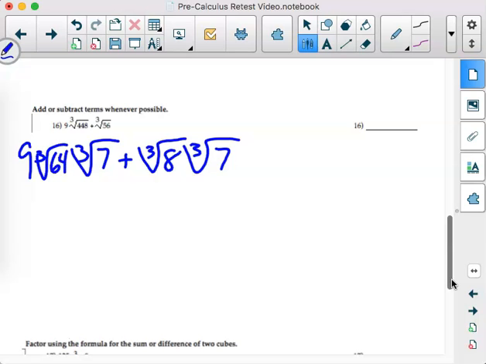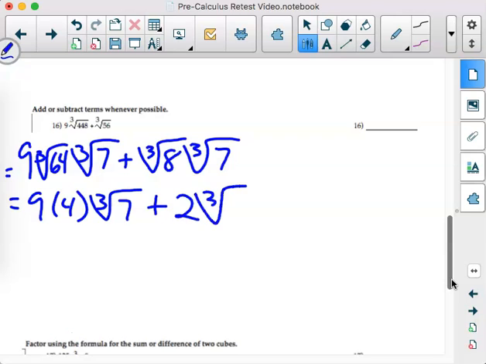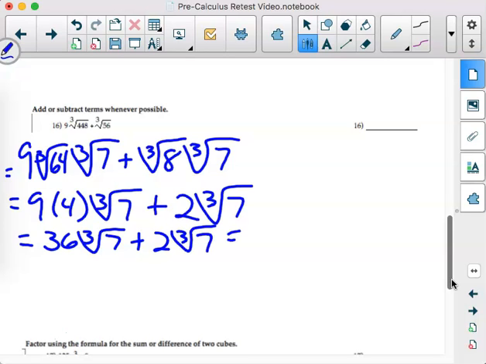And it just takes you a second to realize, well, that's 4 times 4 times 4. Oh yeah, that's a perfect cube. So we have 9 times 4 cubed roots of 7, plus 2 cubed roots of 7. Because when things are right next to each other in algebra, that means you're multiplying. So 36 cubed roots of 7 plus 2 cubed roots of 7, which is 38 cubed roots of 7. So again, putting that 3 in the V as you work through that.